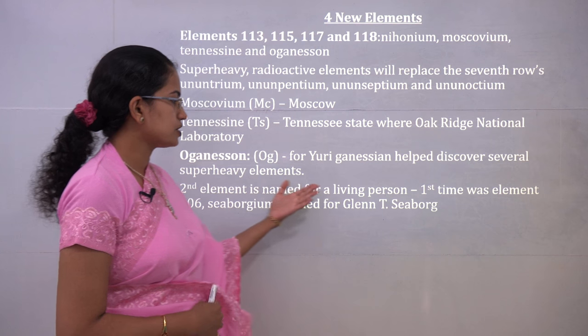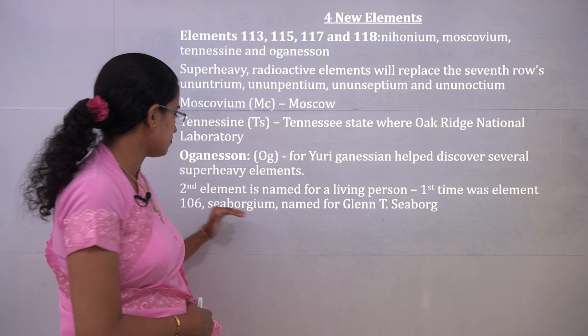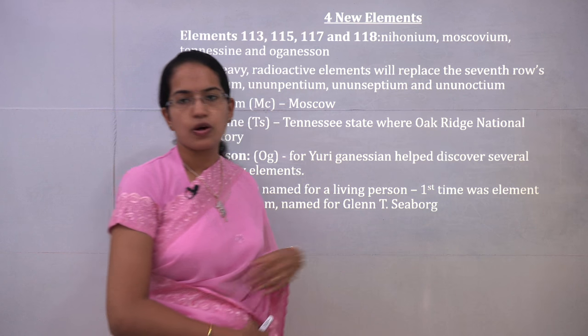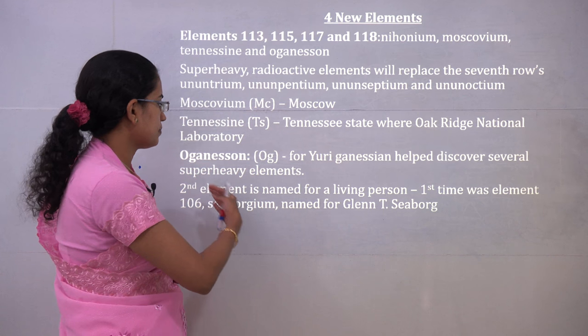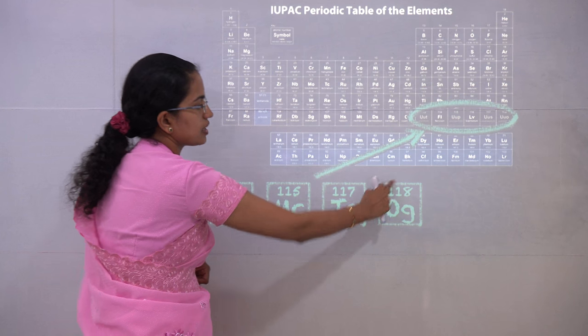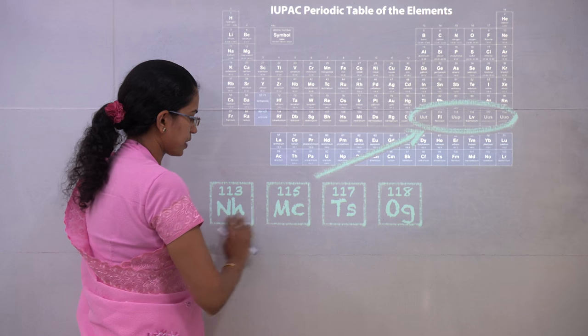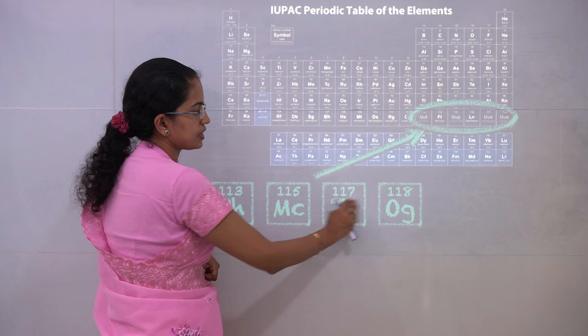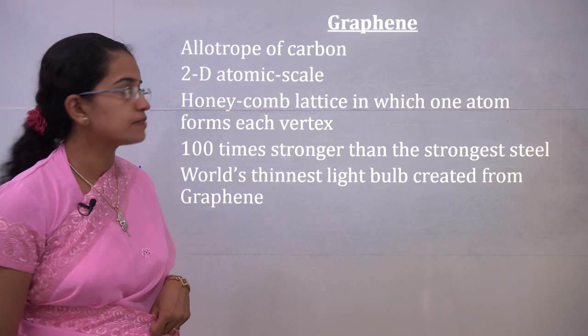The first time it was done for the element 116, which was seaborgium, which was named after Glenn T. Seaborg. So this is the second time in history you have an element in the periodic table that has been named after a living person. So these are the four elements that are newly discovered: element 113, 115, 117 and 118, again important.